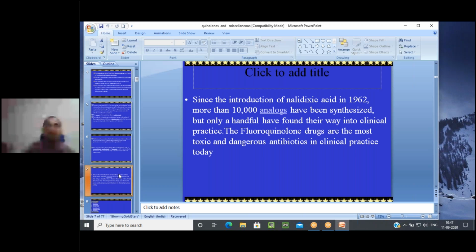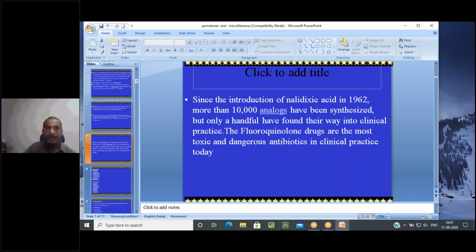Here we see the various generations of fluoroquinolones: first generation, second generation, third generation, fourth generation. What are the first generation? In the 1970s they found drugs derived from nalidixic acid. So these are nalidixic acid, oxolinic acid, cinoxacin, pipemidic acid, rosoxacin. These come under first generation fluoroquinolones.